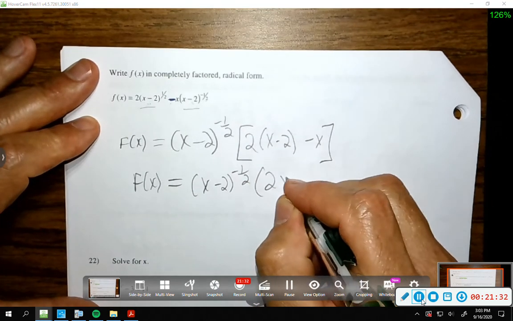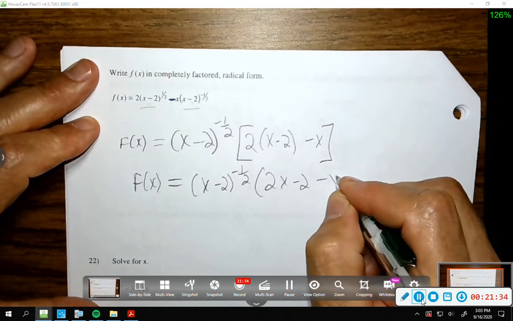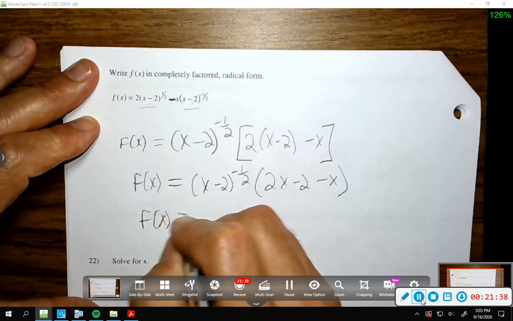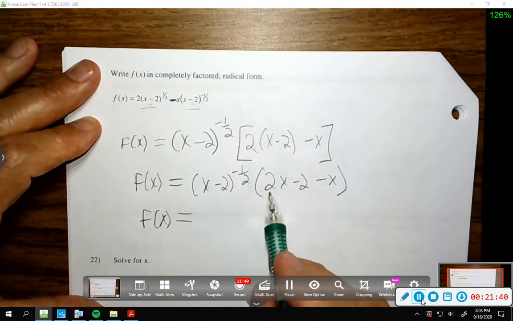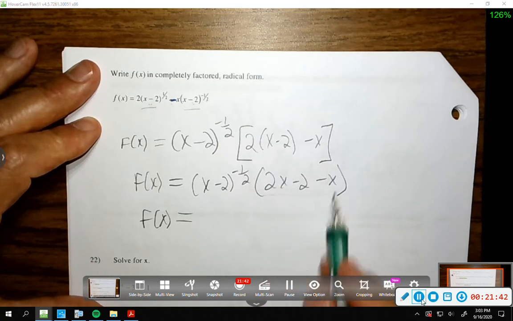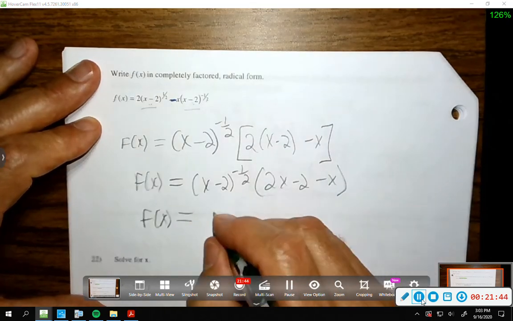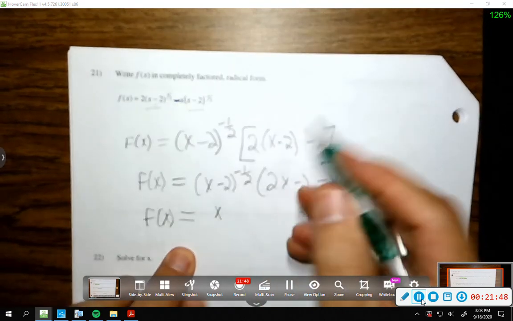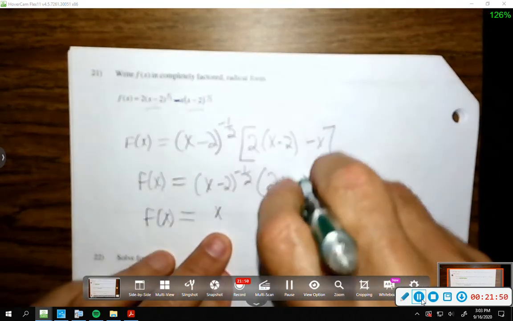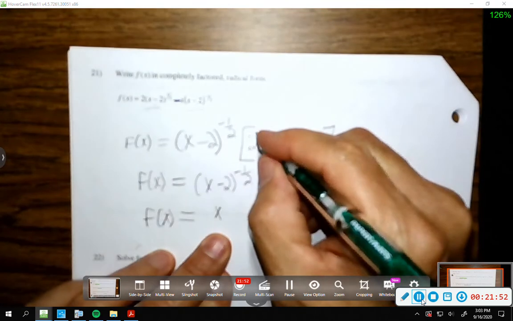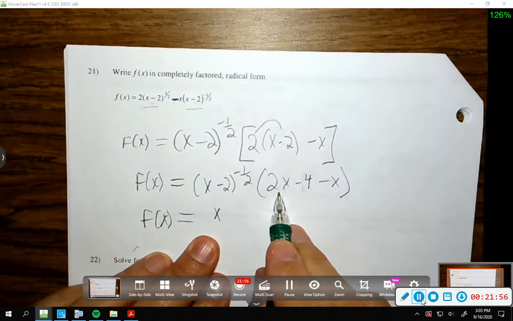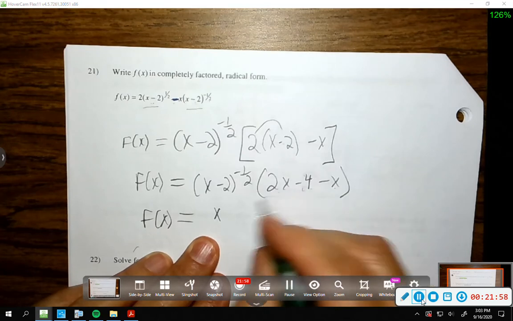2x minus 2 minus x turns out to be this. This part right here, 2x minus x, is x minus 2. Oh, when I distribute the 2 here, that should have been a 4. Sorry about that. So on top, 2x minus x is x minus 4.